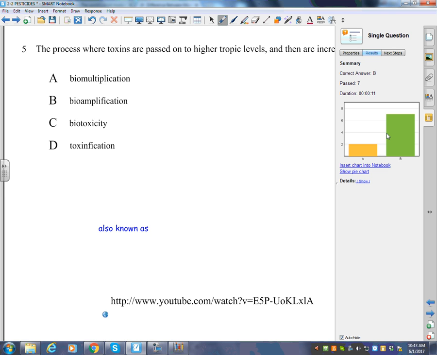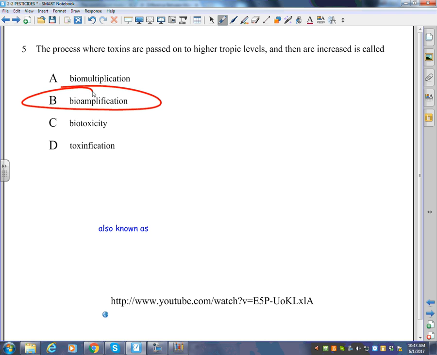The answer is B, bioamplification. It's on the top of the next page. Bioamplification. This is sort of the main idea.